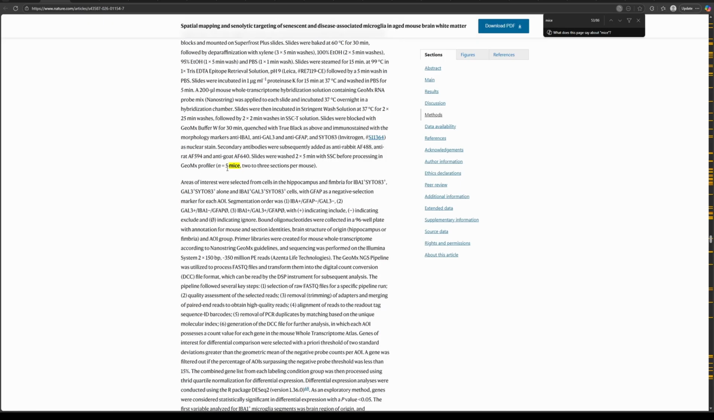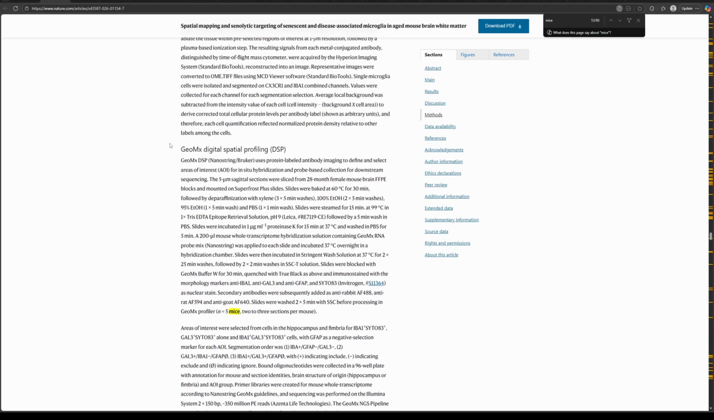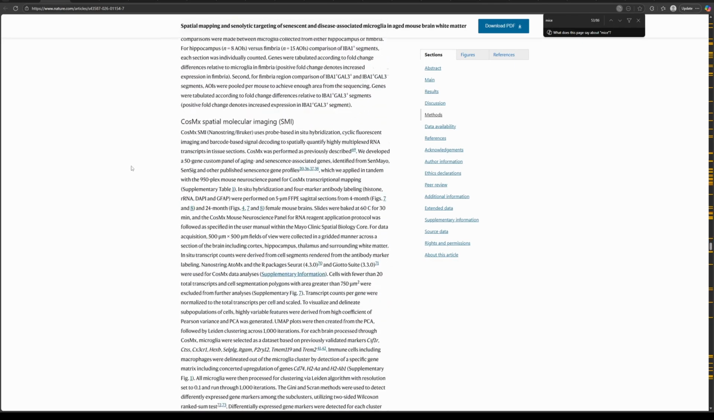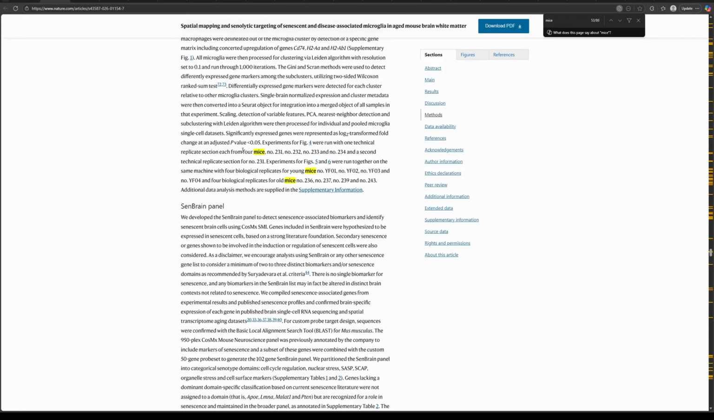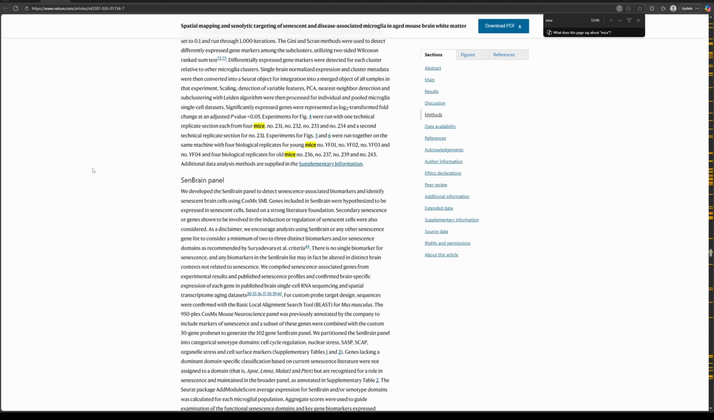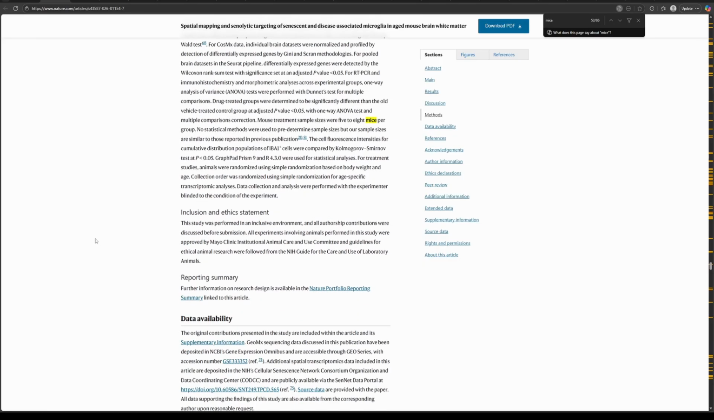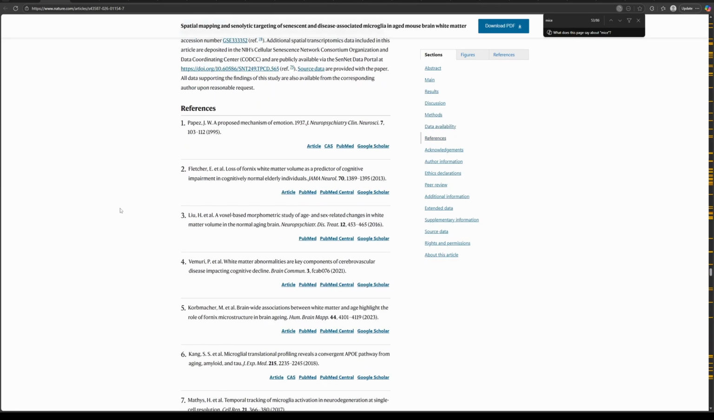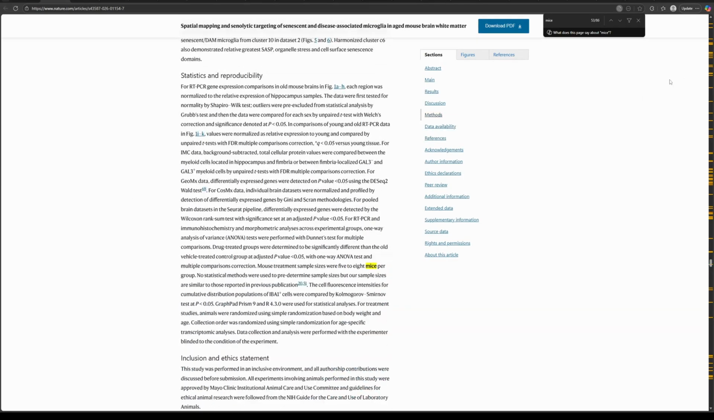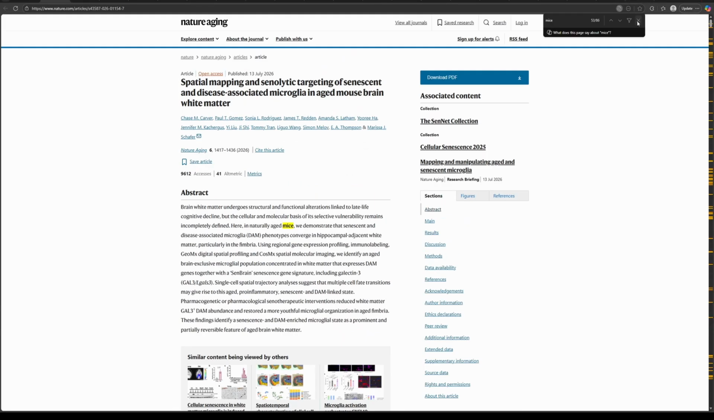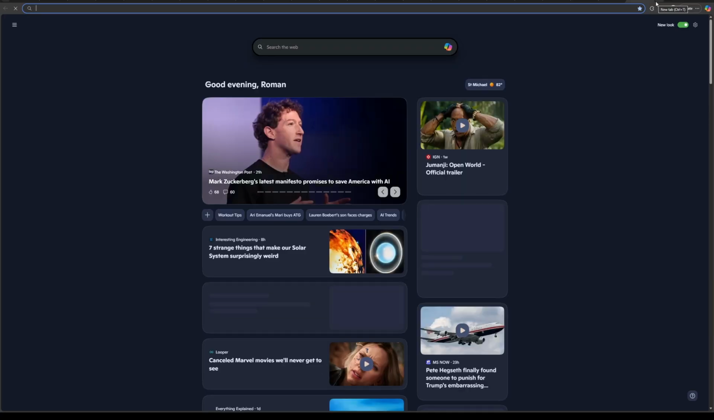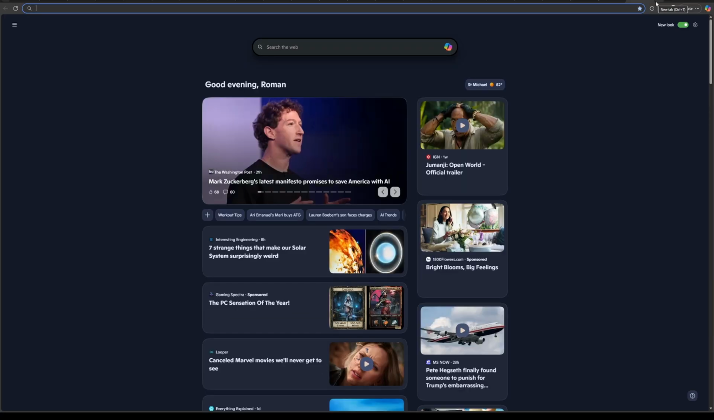N equals 5 mice, so sample size is 5 mice, 2 to 3 sections per mouse, maybe. But for this specific testing, so I don't know if that's for all of them. 5 to 8 mice per group. I don't know, man. That's just not a lot. It's okay, I guess. It's not awful. Let's see.